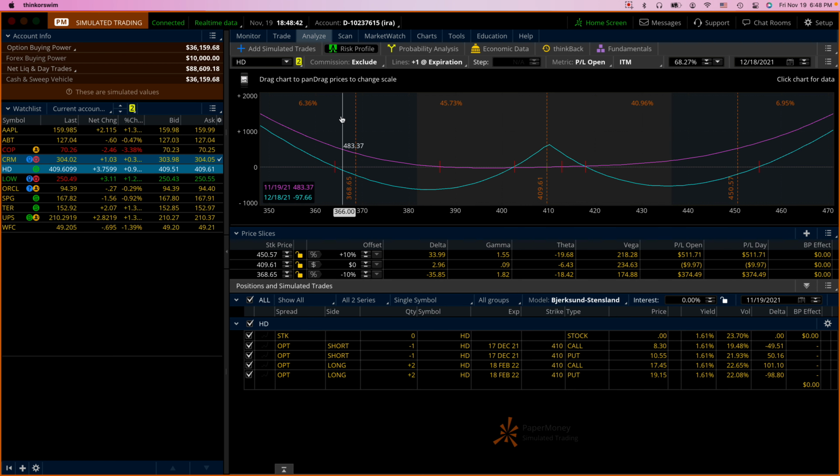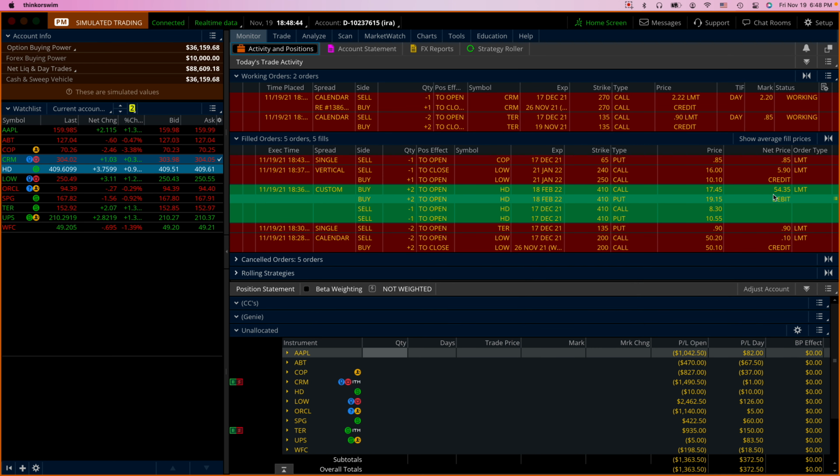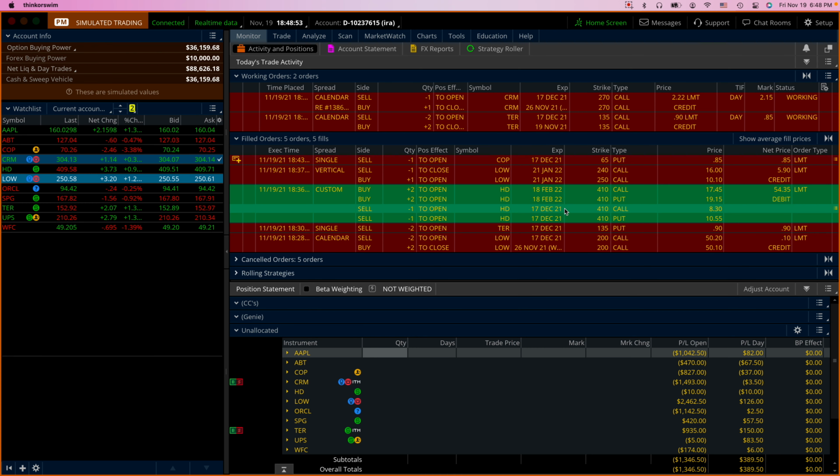And that cost me less than 10% of my account, about $5,435. Okay, let's move on to Lowe's. In the case of Lowe's, I already got this filled. I rolled over the calls.